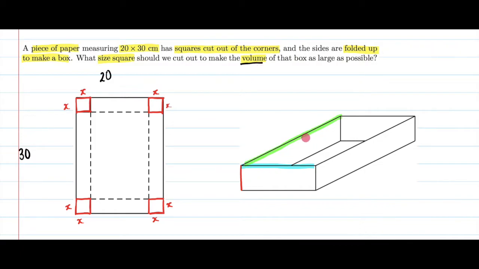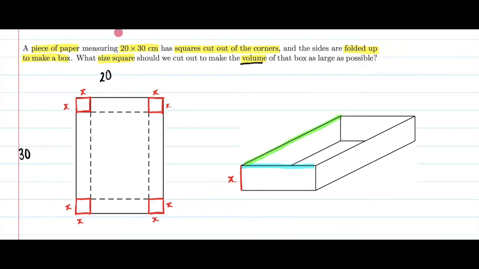So let's see if we can figure out what these dimensions are going to be. Hopefully you can immediately tell me what the height of the box is going to be. Obviously it's going to be x. And this really just comes down to understanding, if you visualize folding this box up, what's it going to look like? Well, if we fold it up, that means the x value here is going to be the height.